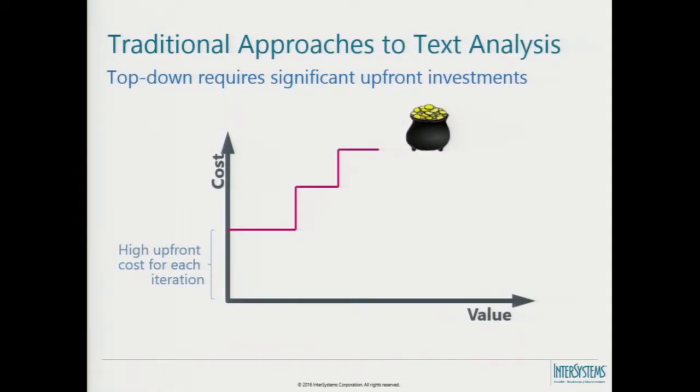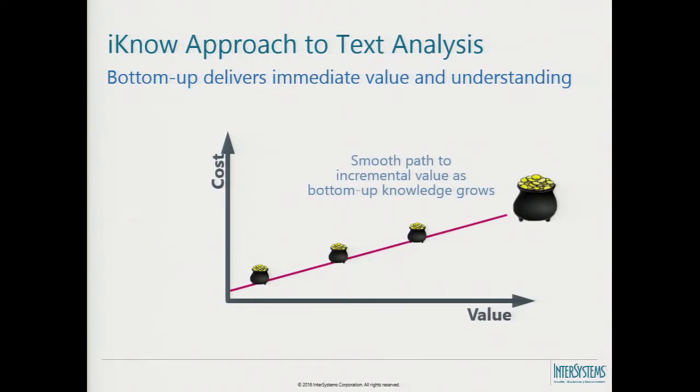So traditionally, if you have a top-down approach, you have a high upfront cost, because you need to have a dictionary to start with. With traditional technologies, you first have to build your ontology, your dictionary, your knowledge, and only then you can start applying it to your text. So it's a lot of work in the beginning before you can actually start seeing any value with it.